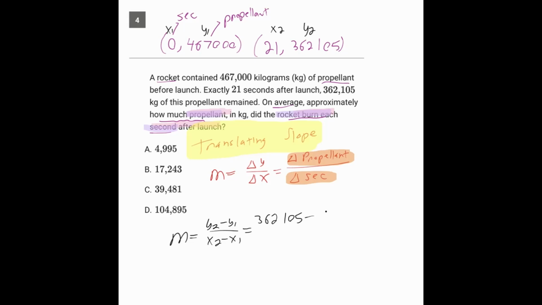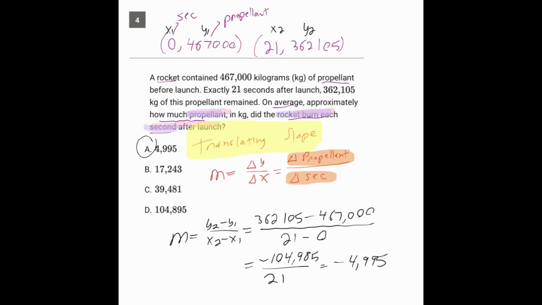362,105 minus 467,000 over x2 minus x1, 21 minus 0. So you get an easy 21 on the bottom, and you get negative 104,985 on top. When you divide it out, you get negative 4,995, and that matches answer choice A.